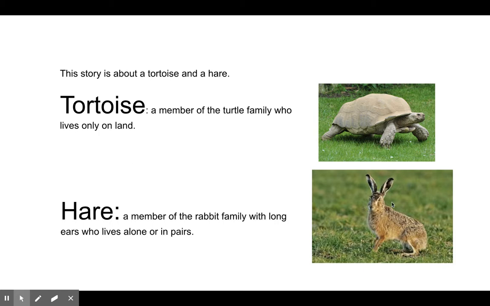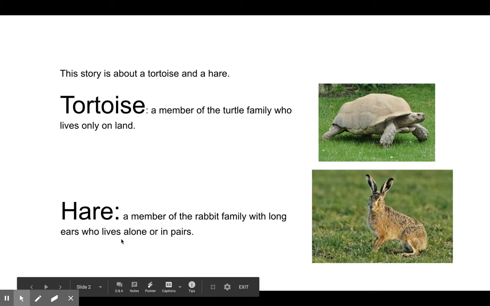And this is a hare. A hare is a member of the rabbit family with long ears who lives alone or in pairs. So tortoise is a special kind of turtle, and a hare is a special kind of rabbit.